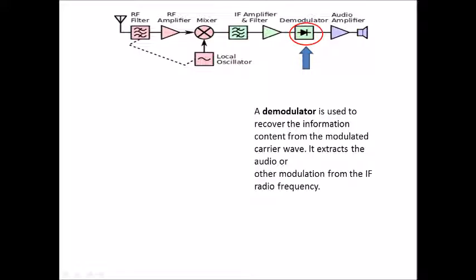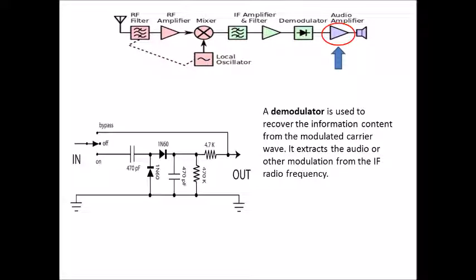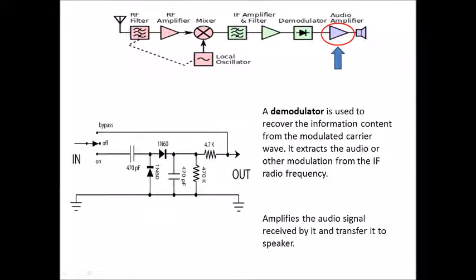After all these processes, the signal gets weak. For this, an IF amplifier is used to amplify the signal. The signal is then passed into a demodulator. Demodulation is basically extracting the original information bearing signal from a modulated carrier wave. A demodulator is used to recover the information content from the modulated carrier wave. It extracts the audio or other modulation from the IF radio frequency. The extracted signal is amplified by the audio amplifier and is then fed into a speaker.